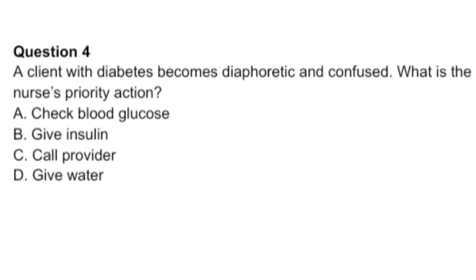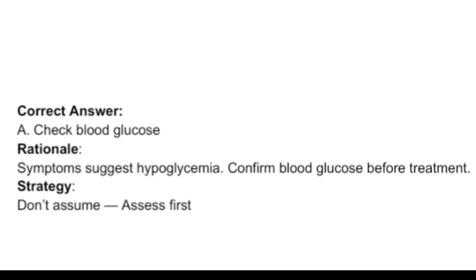Question 4. A client with diabetes becomes diaphoretic and confused. What is the nurse's priority action? A. Check blood glucose. B. Give insulin. C. Call provider. D. Give water.